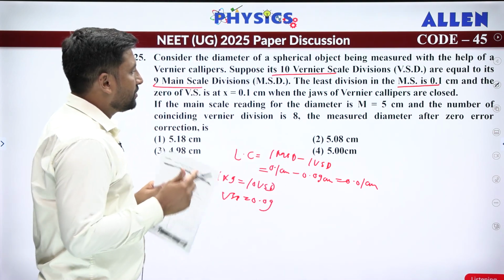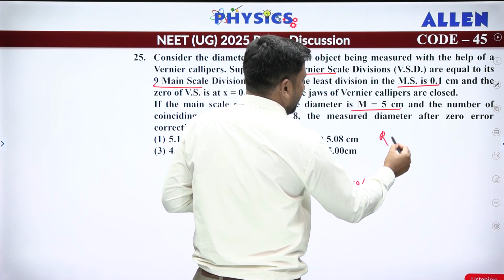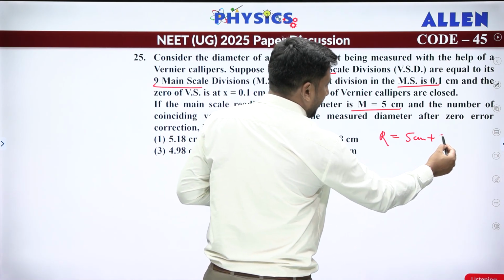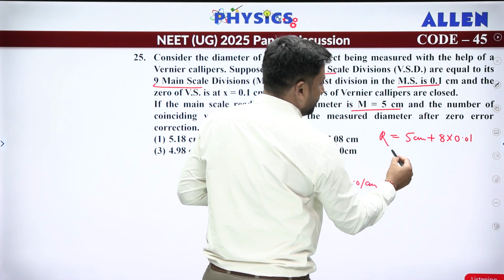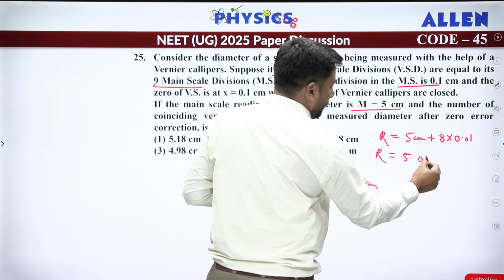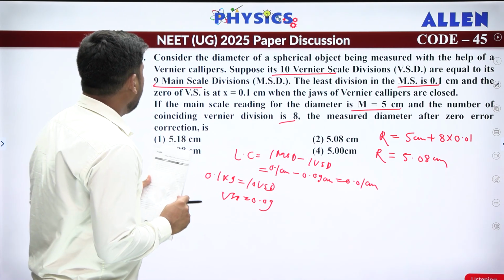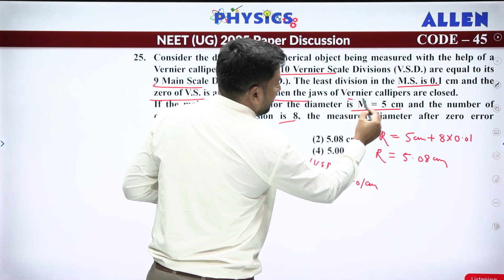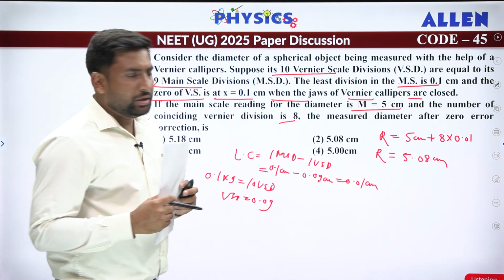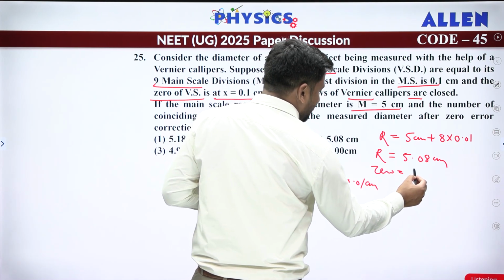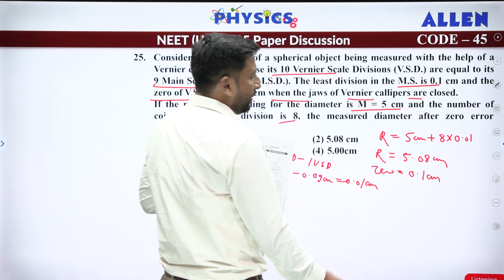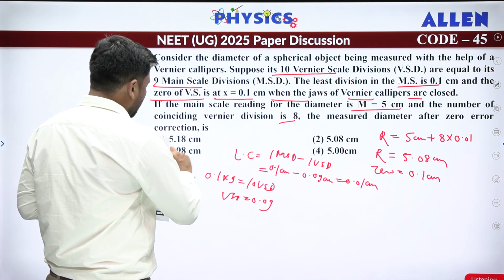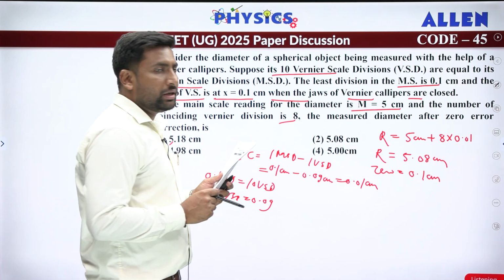Now they have said that the main scale reading is 5 centimeter. So we will say the reading is 5 centimeter plus the Vernier scale reading, which is how much here? 8. So we will write 8 into 0.01. So that becomes R is equal to 5.08 centimeter. But one more thing is given here. They are saying that the 0 of the Vernier scale is at x equals 0.1 centimeter when the jaws of the Vernier caliper are closed. That means they are saying what the zero error is. So the zero error over here is 0.1 centimeter. So we have to subtract it from this. So from here you subtract 0.1 centimeter, and you will get the third option, 4.98, as the correct answer.